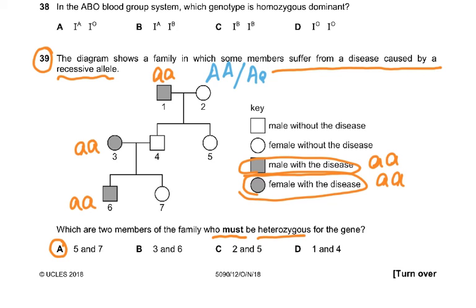You've got to understand why. Because 1 and 2 have 2 children, 4 and 5. Then 4 gets married to 3. And then 4 and 3 have 2 children, 6 and 7. So that means if the child 6 has the disease, what is 4? 4 has to be big A small a. Why big A small a? Because one a comes from here and one a comes from here.